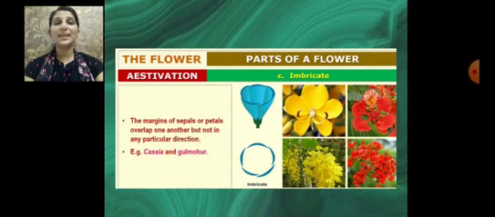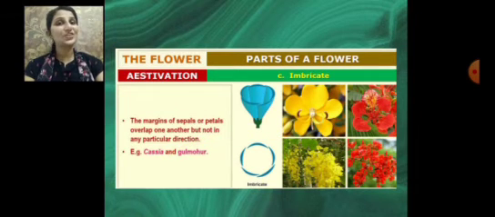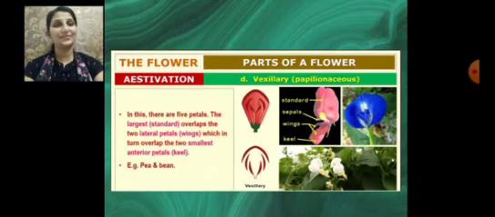And the third type is imbricate estivation. The margins of sepals or petals overlap one another but not in a particular direction. We can see that in the twisted type there is a particular direction of overlapping, whereas in imbricate it does not have a particular direction of overlapping. One sepal or petal is completely inside, one is completely outside, and the rest are partially in and out. And such a type of estivation is called imbricate estivation.